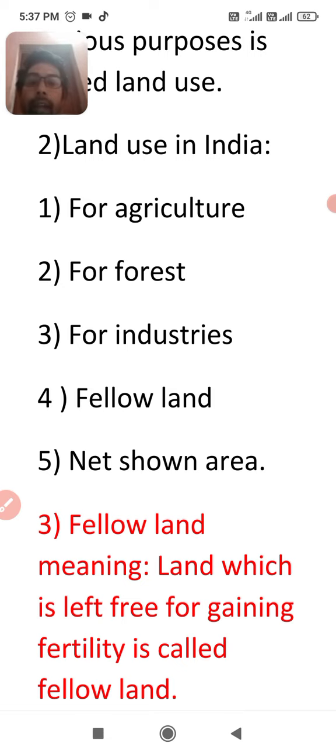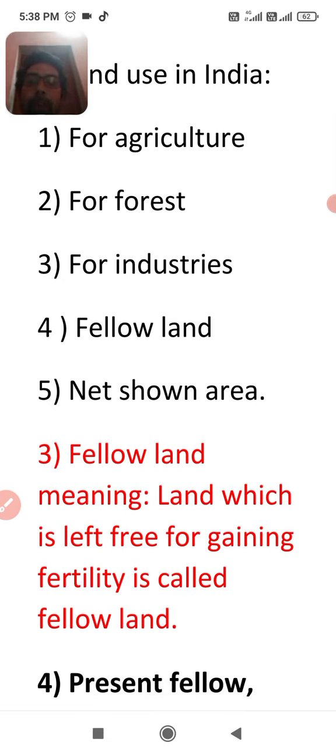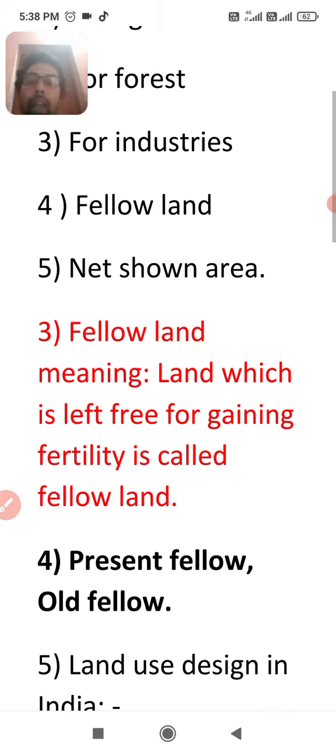So, the meaning of fallow land. You know that land which is left free for gaining fertility is called fallow land. You know that there are two types of fallow land. The first one is present fallow and the second one is old fallow.